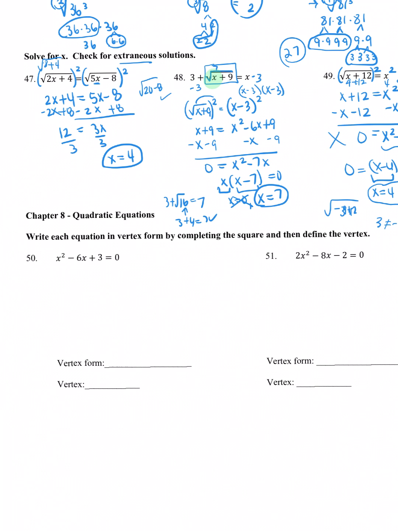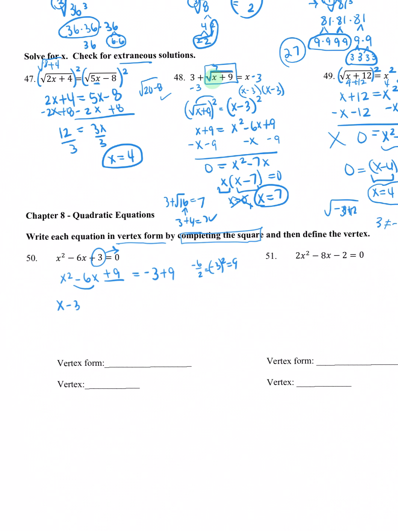Next part is write each equation in vertex form by completing the square. Completing the square is half its squared added to both sides. So remember, in completing the square, you pull that over to the other side, leaving a space. And now we're going to use the coefficient here. We're going to cut it in half to get -3. We're going to square it to get 9. Plus 9, plus 9, add it to both sides.